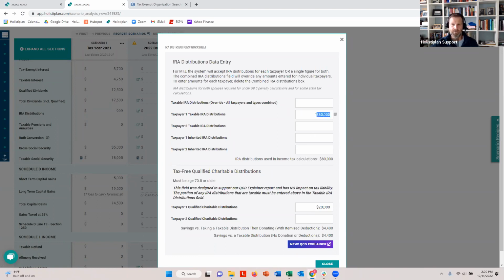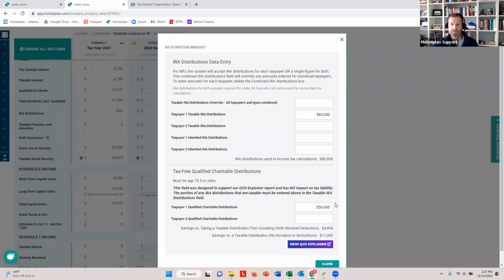That needs to be a manual process. So I could make this whatever I wanted to, $20,000, $50,000, $100,000. It's not going to change the tax picture. Why? Because I'm changing a field that has no impact on the taxes at all. By doing a $50,000 QCD, I've now said my taxpayer one is taking $130,000 out of the IRA, right?